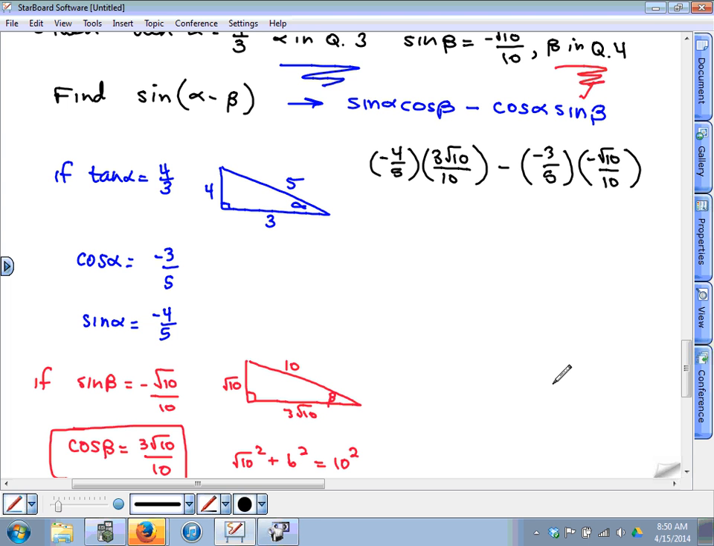All right, let's multiply this bad boy here. We get negative 12 root 10 over 50. Holy cow, there's a lot of minus signs here. Let's decide right now what we have. We have a negative times a negative times a negative. So it's going to be minus 3 root 10 over 50. Woo!